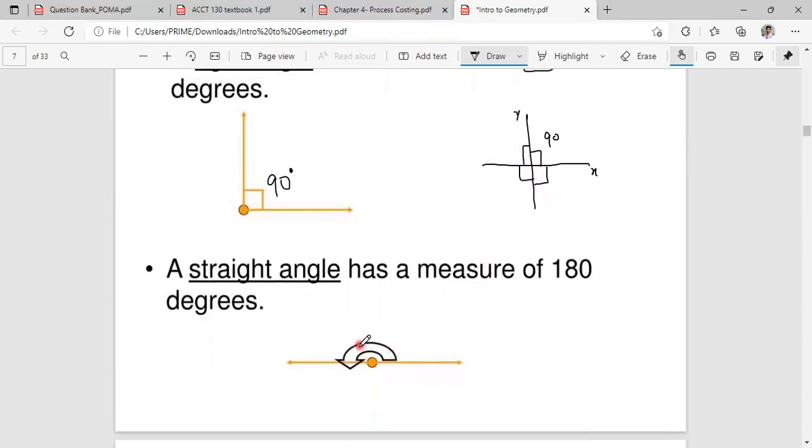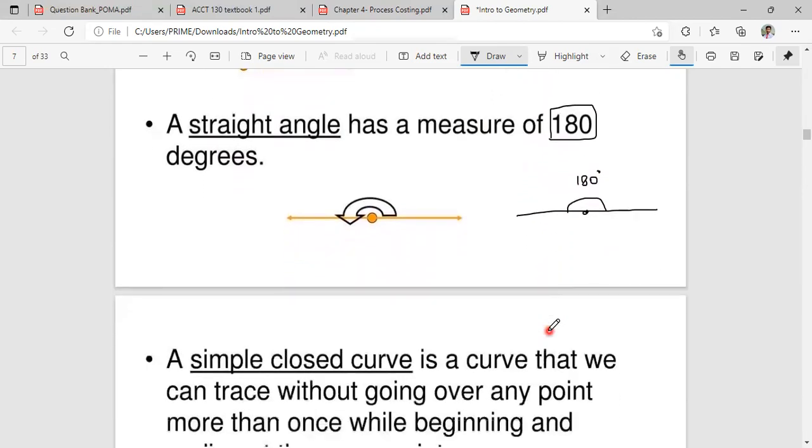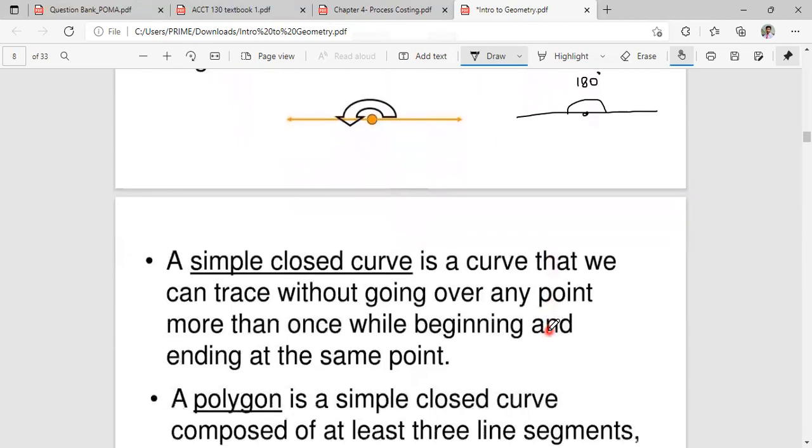Okay, then we have a straight angle. A straight angle has a measure of 180 degrees. If it has a measure of 180 degrees, we can say this is a 180 degree angle. Like if I have a straight line with a midpoint and I draw an angle, this angle would be called a supplementary angle or this one.